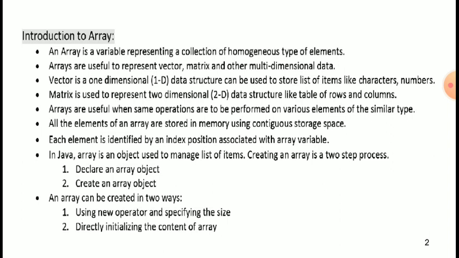So there are two types of array, 1D array and 2D array. 1D means one dimension array and 2D means two dimension array. Arrays are useful when same operations are to be performed on various elements of similar type. All the elements of an array are stored in memory using contiguous storage space. Each element is identified by an index position associated with the array variable.